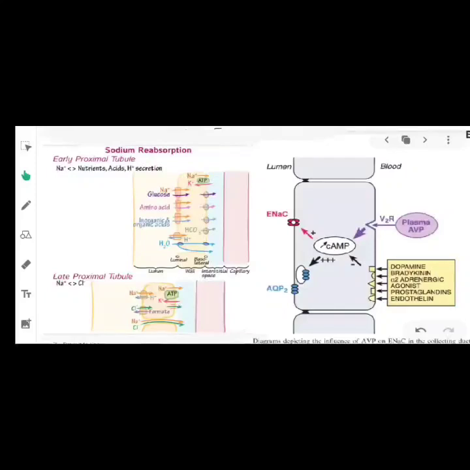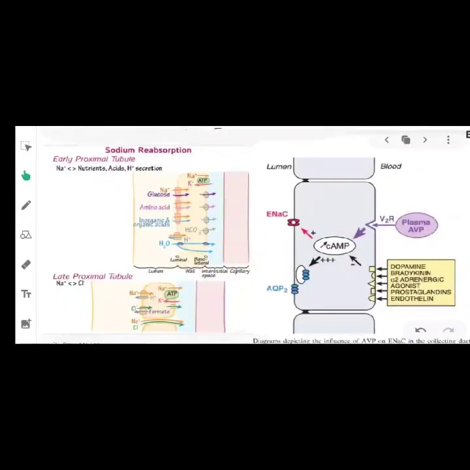Now, when the sodium is reabsorbed from the tubule, the osmotic pressure decreases. It causes osmosis of the water from the renal tubule. So here osmotic pressure decreases, here it increases due to sodium symport, and water gets reabsorbed from the lumen to here.